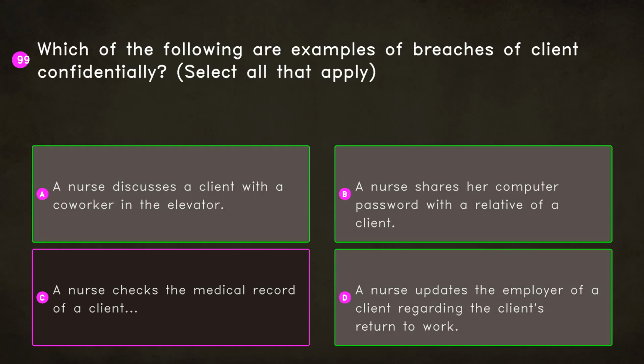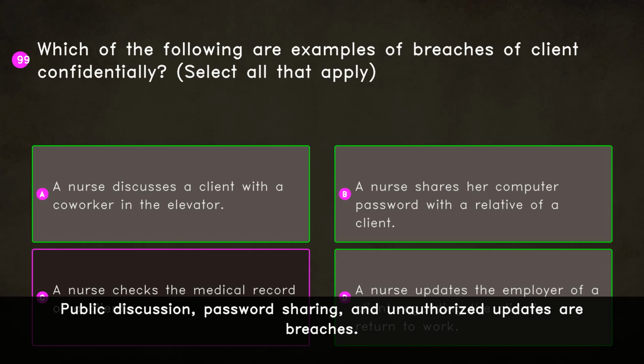The correct answer is a nurse discusses a client with a coworker in the elevator, and a nurse shares her computer password with a relative of a client, and a nurse updates the employer of a client regarding the client's return to work. Public discussion, password sharing, and unauthorized updates are breaches.